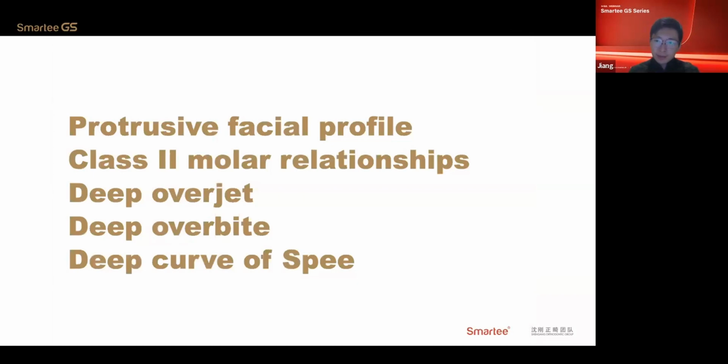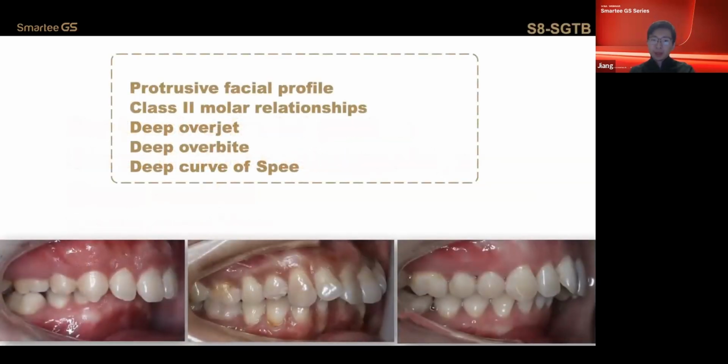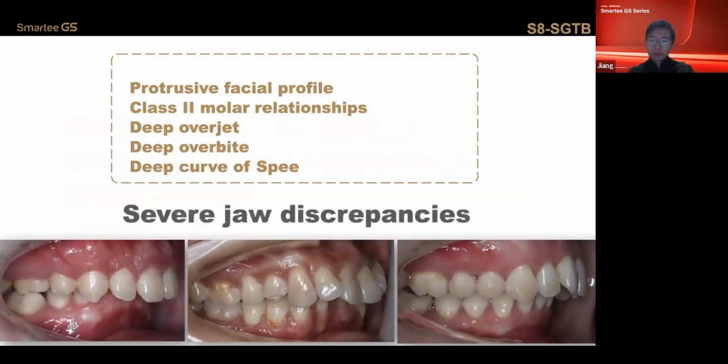Do they have some similar manifestations? Yes, they have a protrusive facial profile, they have a retrusive mandible, they are all class 2 molar relationships, and they all have deep overjet, deep overbite, and deep curve of Spee. So these are the similarities of these patients. This is group 1. They are all severe jaw discrepancies.